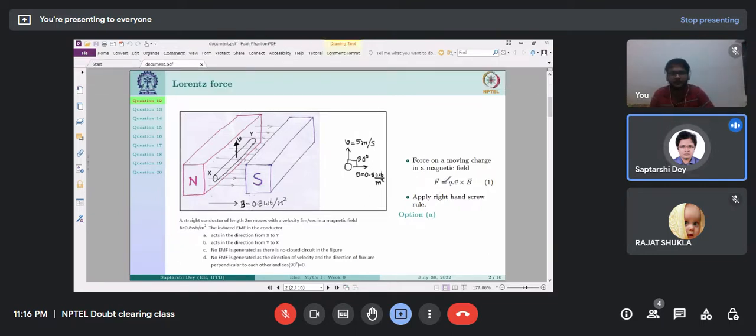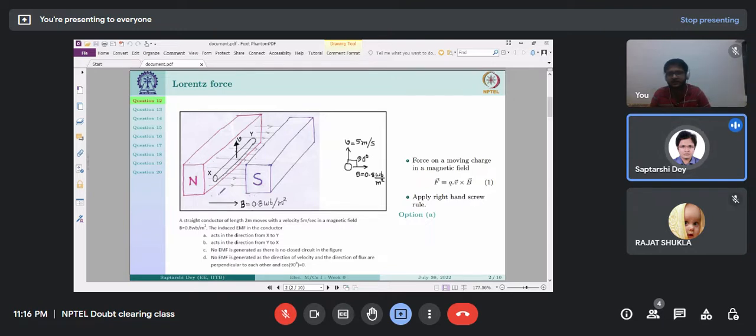This is a Lorentz force expression which gives the force on a moving charge in a magnetic field B, which is given by F equals Q into V cross B. V is the velocity, B is the magnetic field intensity, F is the force.